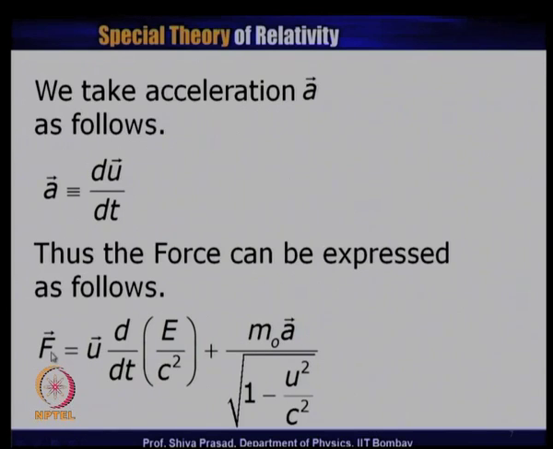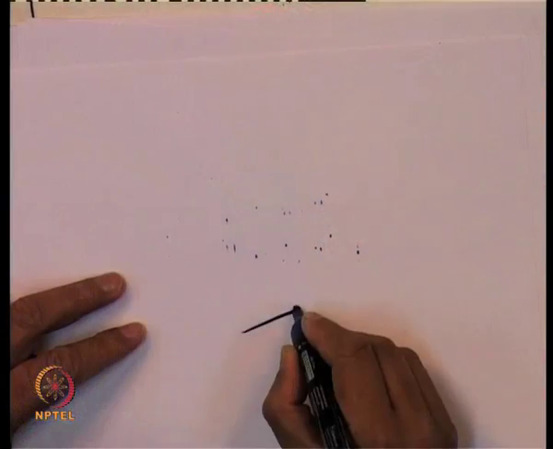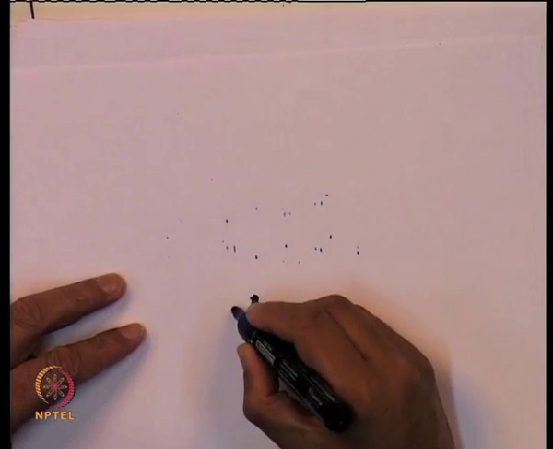This force is a vector quantity. Acceleration is a vector quantity. So is u, which is the velocity of the particle. Now, we can always have a situation in which the particle is moving in a particular direction and the acceleration of the particle is in a different direction, or we apply a force which is not in the same direction as the velocity of the particle. For example, a particle could be going this way, and I may decide to apply a force in this particular direction.